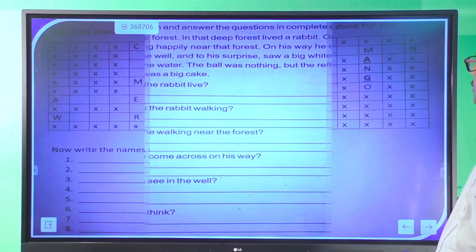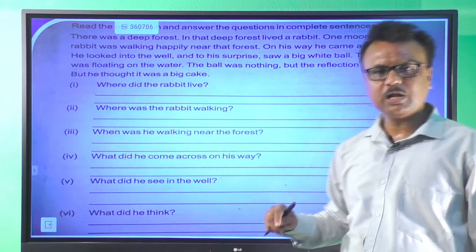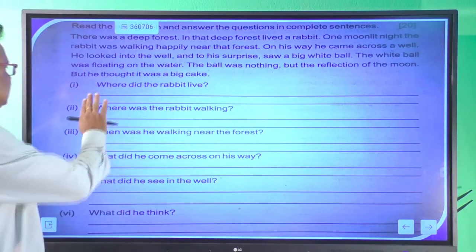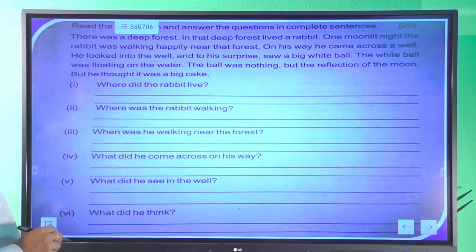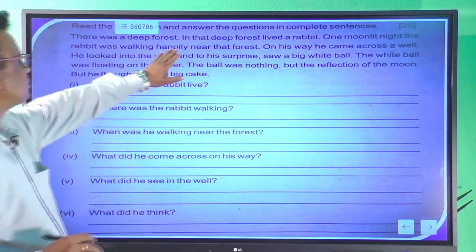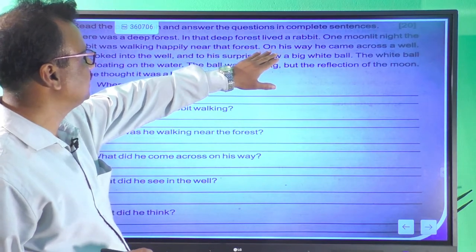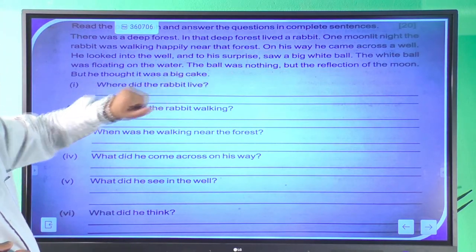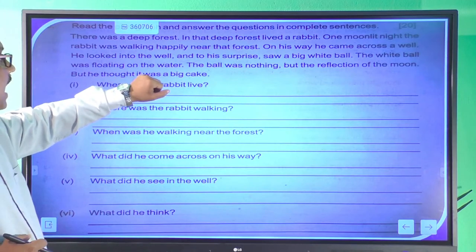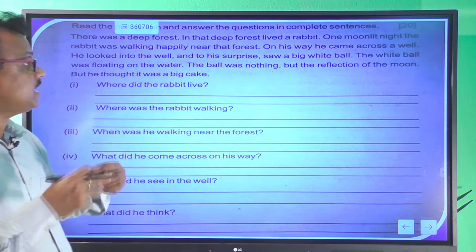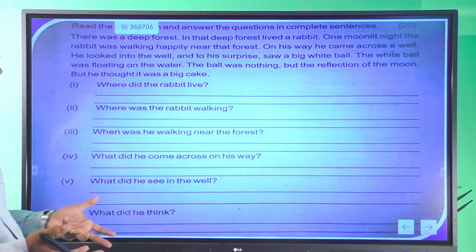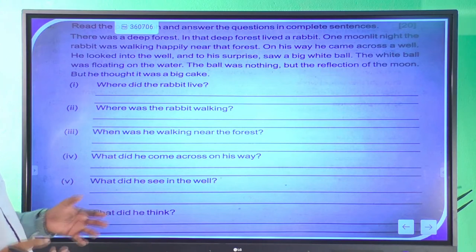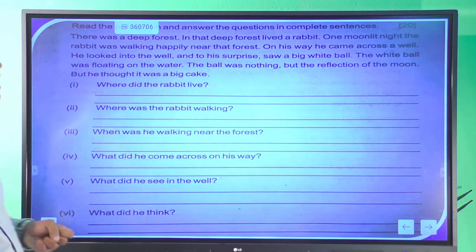Now we shall go for the passage, the important thing for our reading skill. We have to read it first, then write the sentences in the spaces given. First we have to read. There was a deep forest, in that deep forest lived a rabbit. One moonlit night the rabbit was walking happily near the forest. On his way he came across a well. He looked into the well and to his surprise saw a big white ball. The white ball was floating on the water. The ball was nothing but the reflection of the moon, but he thought it was a big cake.